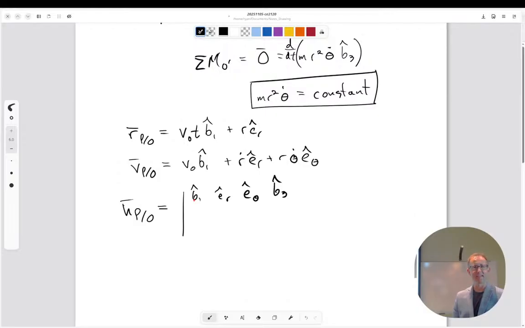I don't think that's right. No, yeah. I like the idea of just, well, there's an extra term, let me just pop it in there. But the problem is they're not orthogonal. B1 is not 90 degrees to ER or E theta. It is to B3, so that works.